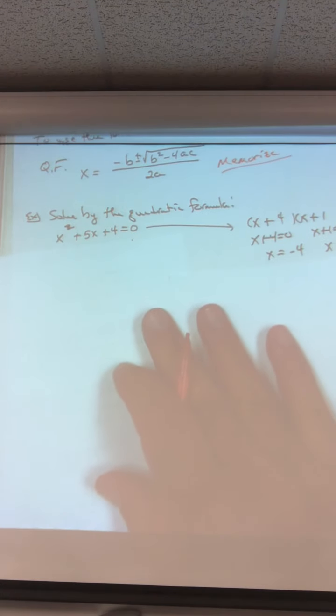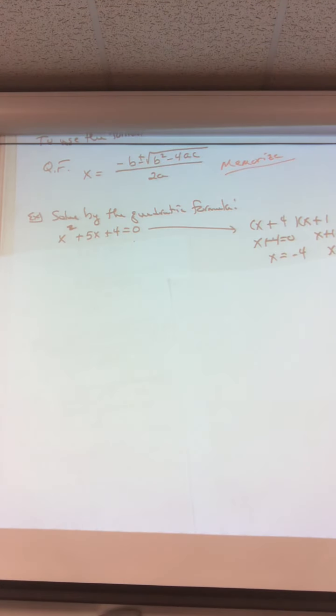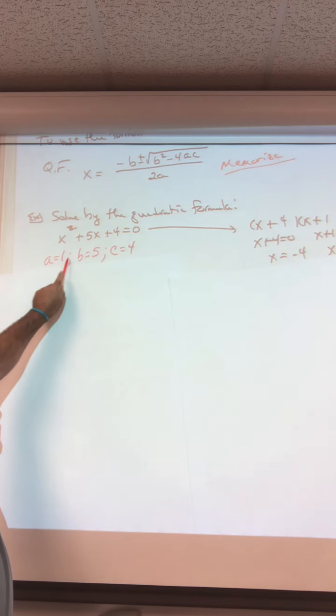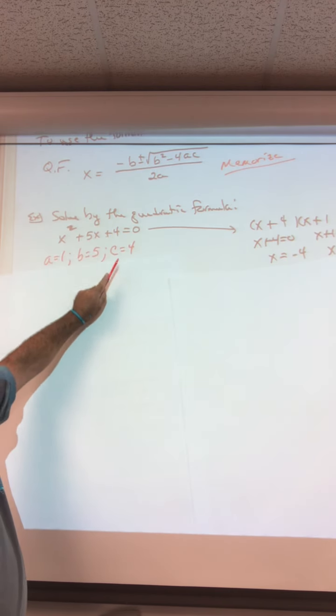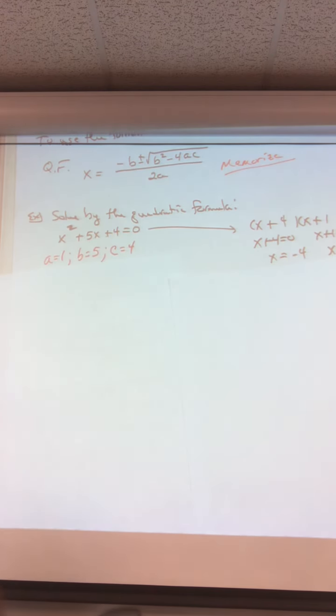Okay, so how do we use the quadratic formula? First, you have to put it in standard form. It is. Next, get A, B, and C. A is whatever's in front of x squared. B is whatever's in front of x, and C is your constant term. So there's your A, B, and C.